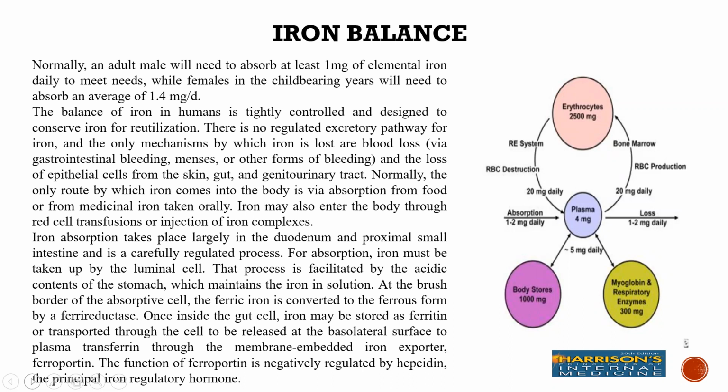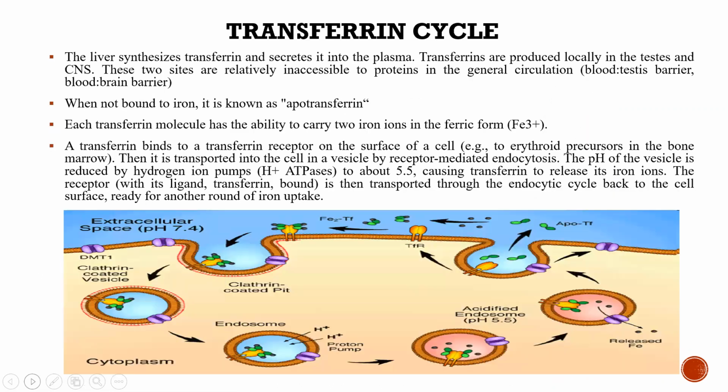For absorption, iron must be taken up by the luminal cell. That process is facilitated by the acidic content of the stomach, which maintains the iron in solution. At the brush border of the absorptive cell, the ferric iron is converted to the ferrous form by ferric reductase, the enzyme. Once inside the gut cell, iron may be stored as ferritin and transported through the cell to be released at the basolateral surface to plasma transferrin through the membrane-embedded iron exporter, ferroportin. The function of ferroportin is negatively regulated by hepcidin, the principal iron regulatory hormone.